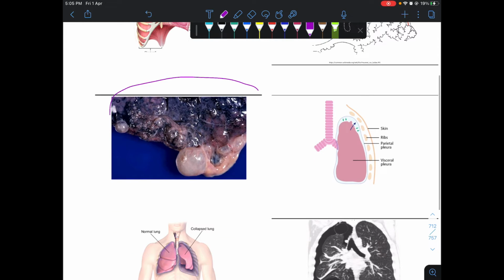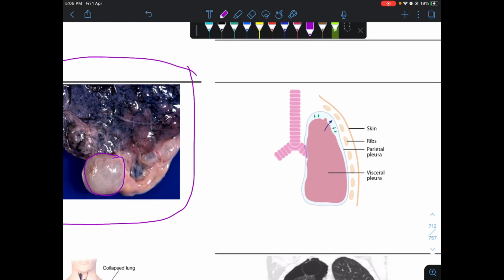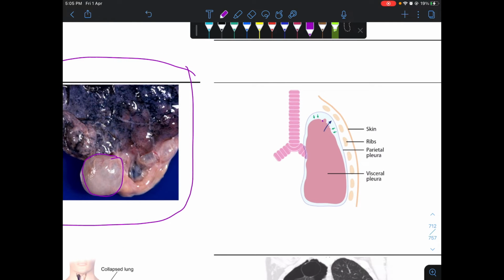As we can see here, this is the gross lung. Here we can see the bullae in an emphysema patient. And here we can see the bullae that leads to air entering into the pleural cavity.